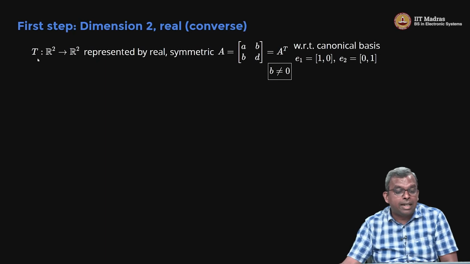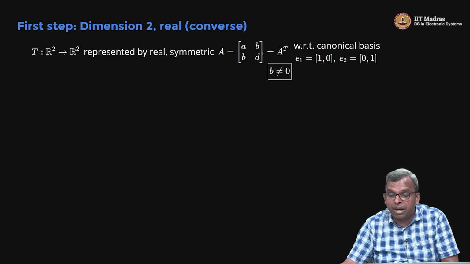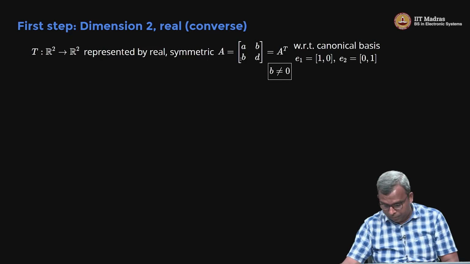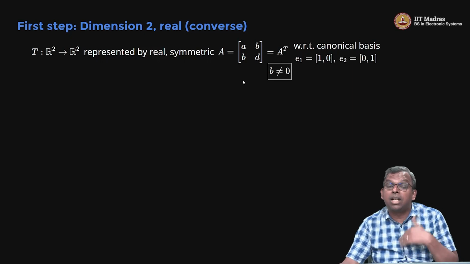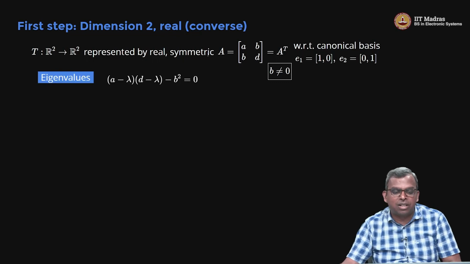So let's say T from R2 to R2 is represented by a real symmetric matrix A. Notice for a symmetric matrix, all you have to do is make the two B entries the same. A and D can be arbitrary, and we'll assume B is not 0. If B is 0, then it is already diagonal, and the canonical basis itself is a diagonalizing basis. So we'll assume B not 0 and then see what happens. I'm starting with the real symmetric matrix and asking what its eigenvalues and eigenvectors are going to be. In particular, does it have orthonormal eigenvectors? That's the converse I'm trying to ask.